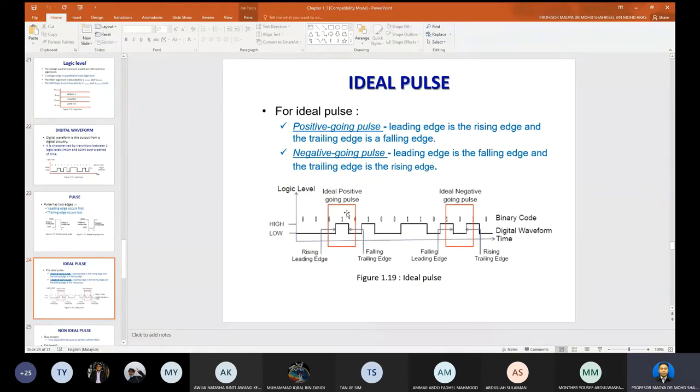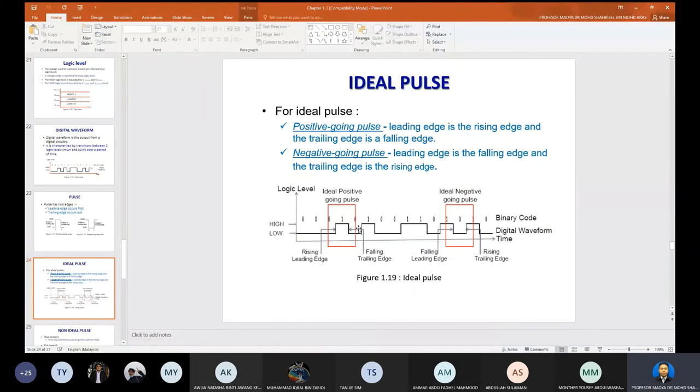You can see this one, for example. So this is 0, and then this we call the positive going pulse. This one is the negative going pulse. And then go here, this is positive, and then this is negative going pulse. And go here, this is positive, this is negative going pulse, and so on. That's why you have to make sure, because when we design this digital, we have to know whether we follow the positive going pulse or the negative going pulse, depending on your digital circuits. You can see this one is the ideal pulse, a very smooth waveform here.